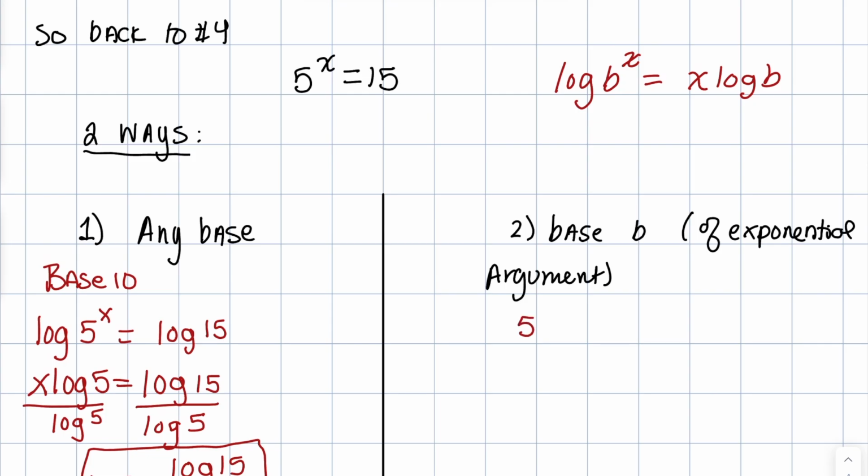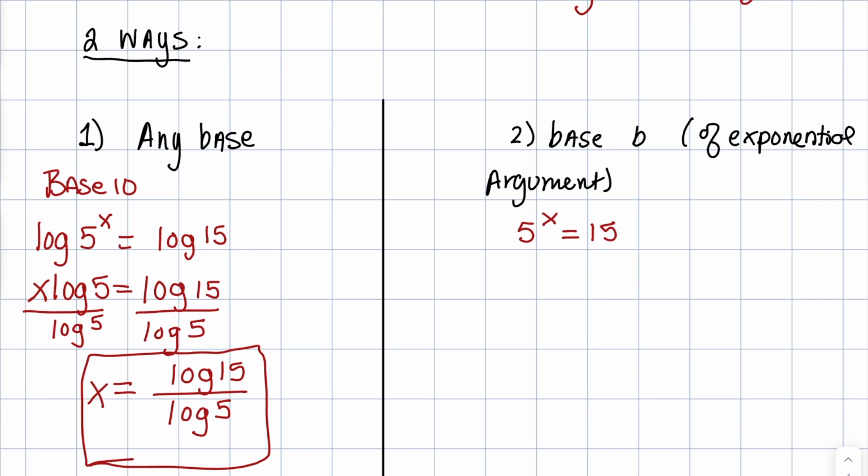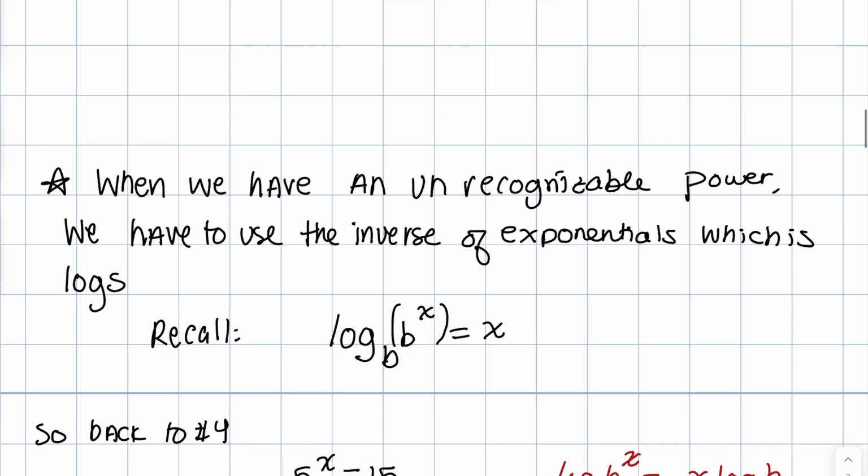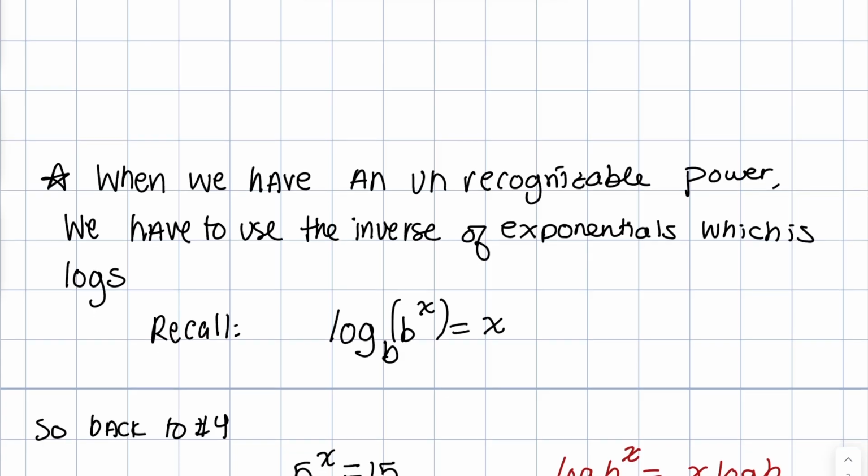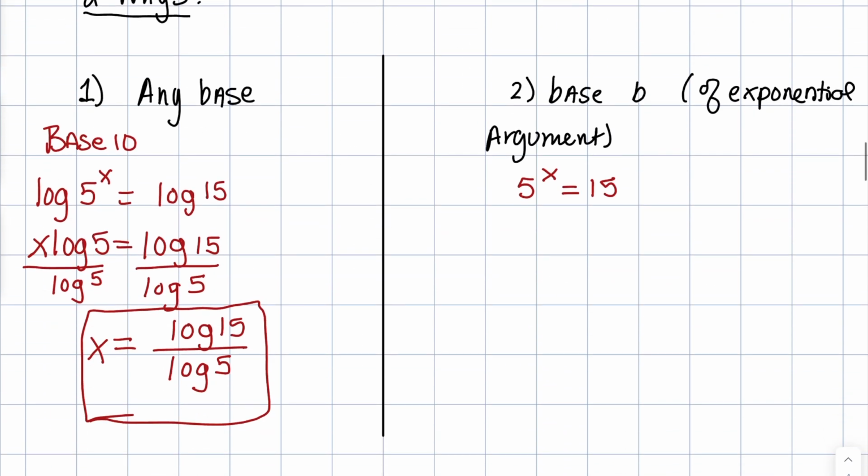So if we have 5 to the x equals 15, another thing that I could do is instead of taking log base 10, I could take log base 5, because remember that property here, if I have base 5 here and 5 here, they're going to cancel and I'm just left with x. So if I take log base 5 of 5 to the x equals log base 5 of 15, this all cancels, and I'm left with x equals log base 5 of 15.